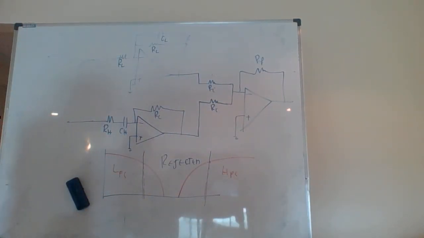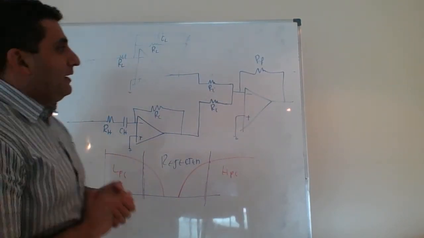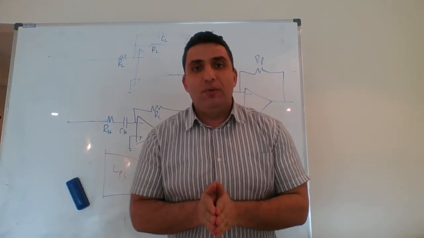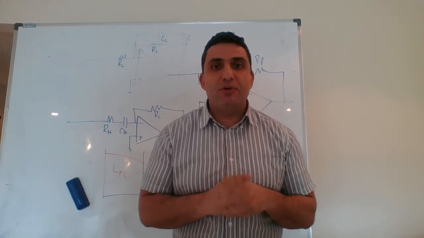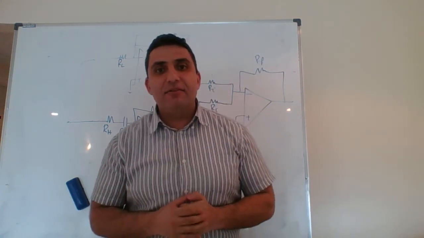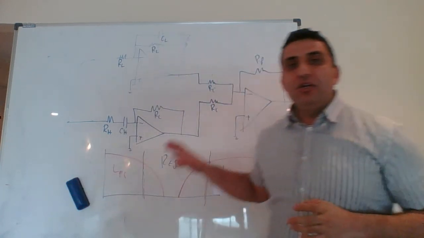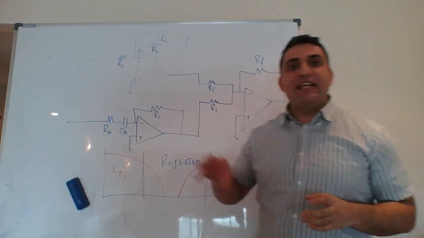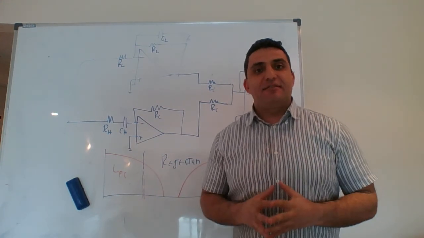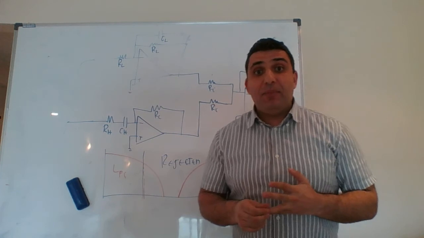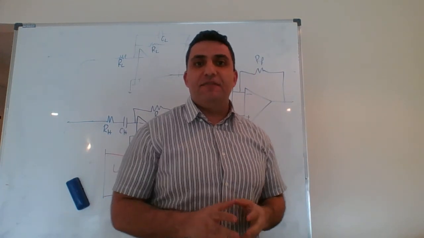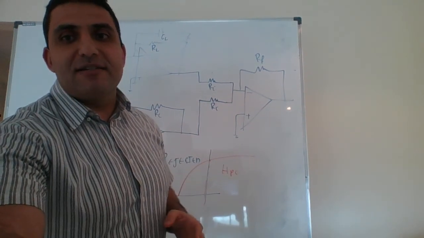I know it was a rushed session, but we assumed that you already know the characteristics of a frequency response based on the previous chapters. I hope that's clear, and I really hope you gained some information on how to design active filters, whether low pass, high pass, band pass, or band reject. I hope you all stay safe, and we'll see you during our next lectures.